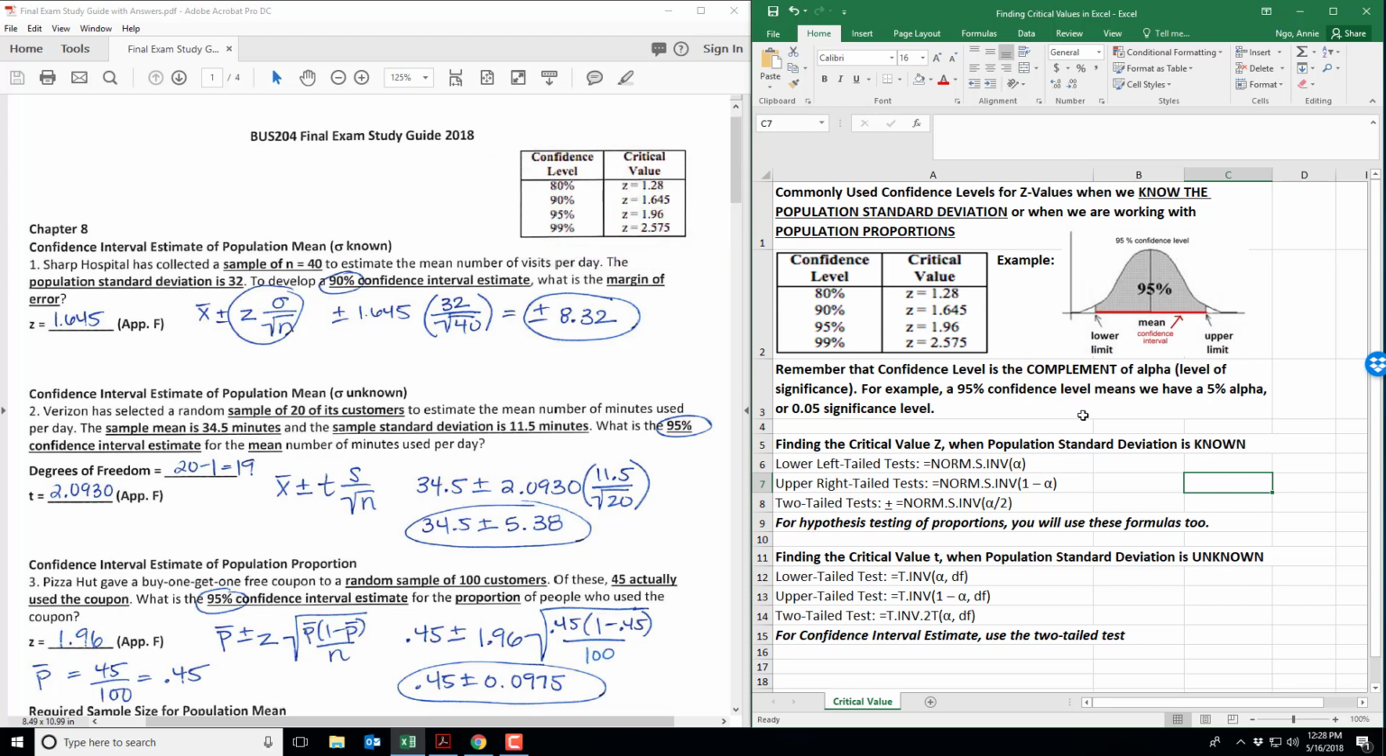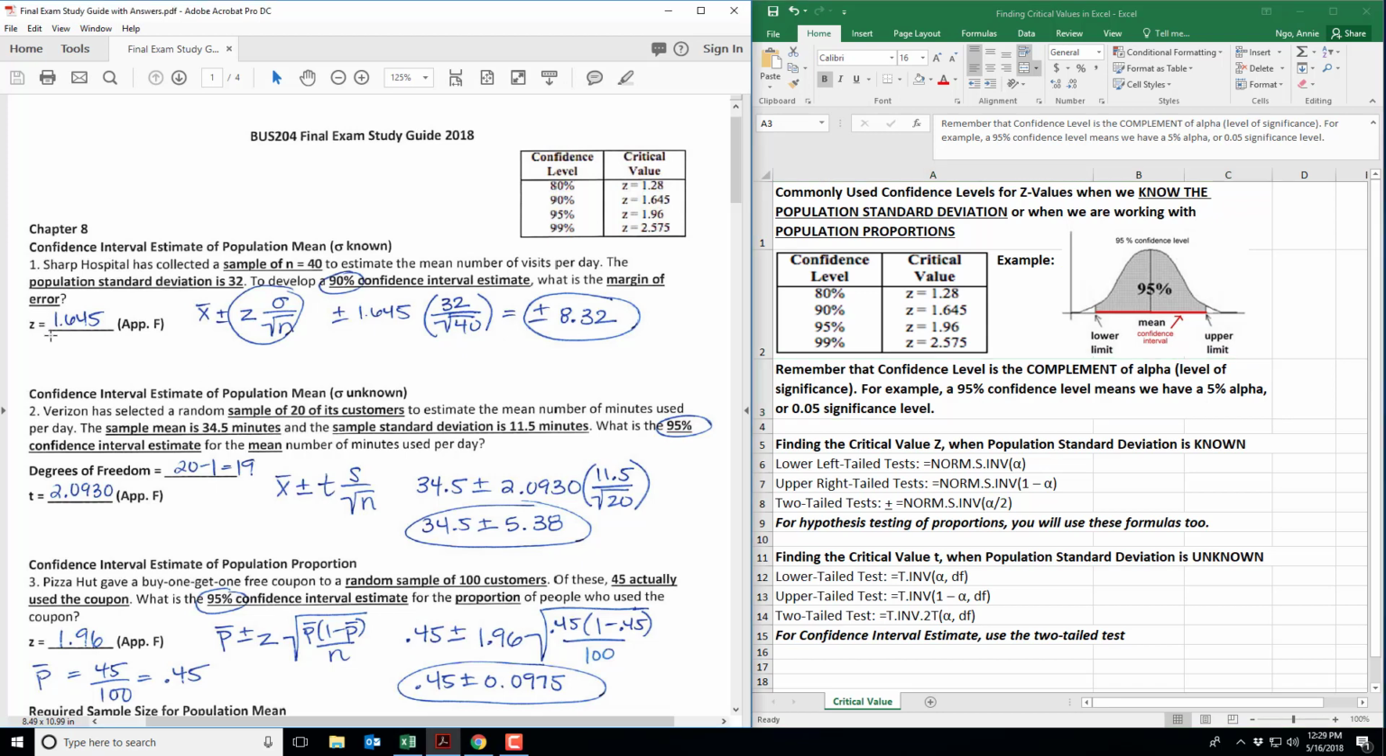So for instance, in Chapter 8, with confidence interval estimates, when we are looking for Z values, and that's when we know the population standard deviation, or when we're working with population proportions, I recommend using the commonly used confidence level table, which has our Z critical values provided. Remember that our confidence level is the complement of our alpha, which is the level of significance. So for example, a 95% confidence level means that we have a 5% alpha, or a 0.05 significance level.